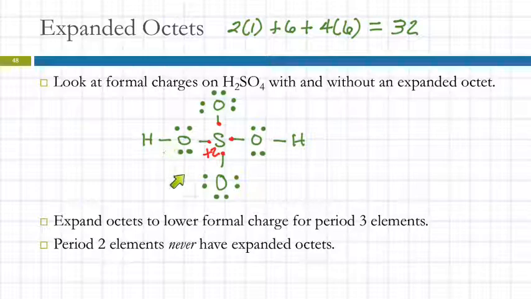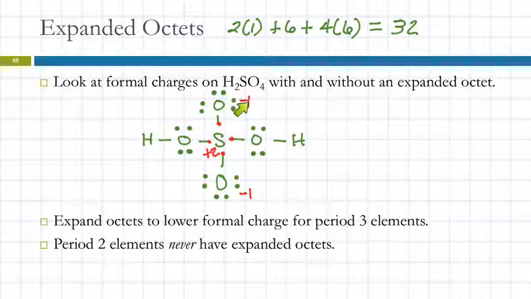This oxygen has 2 bonds. That oxygen has 2 bonds. Those are going to be 0, but this one's not 0. That oxygen has a -1 formal charge, and the other oxygen has a -1 formal charge. Sulfur's in period 3. We should explore whether expanding the octet can reduce the formal charges.